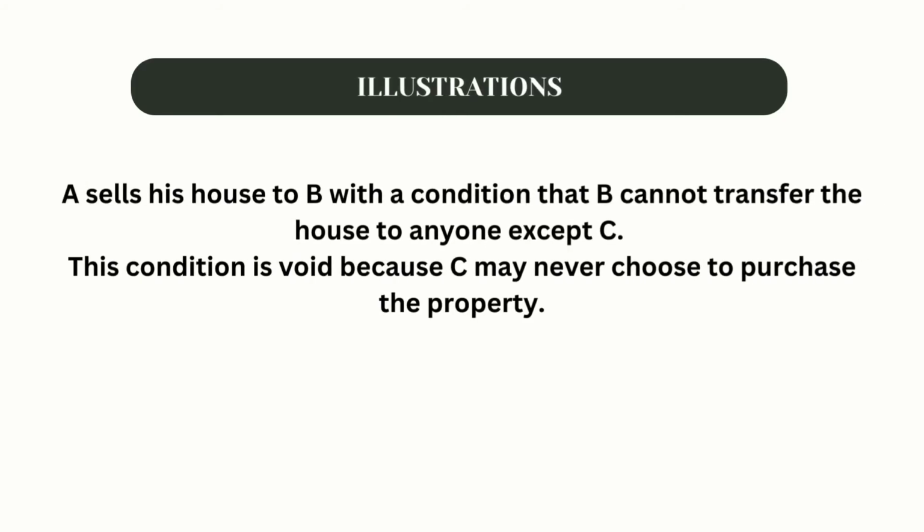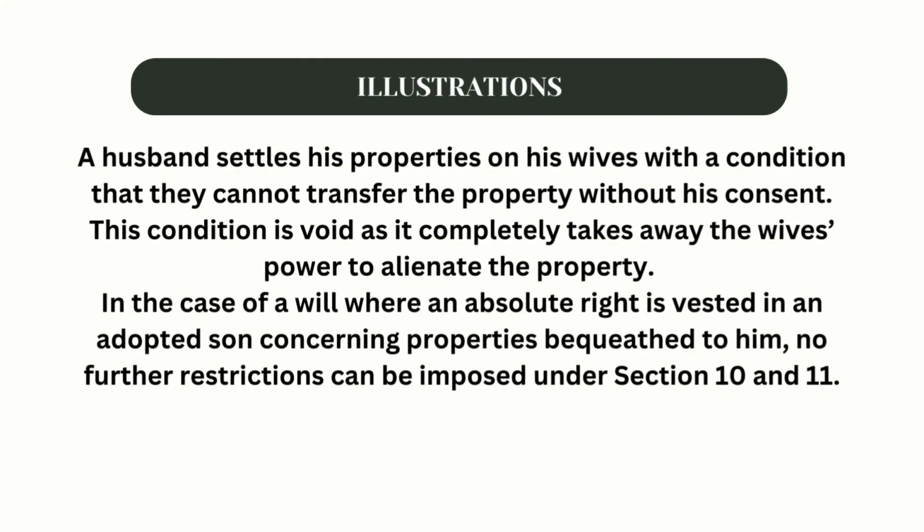A sells his house to B with the condition that B cannot transfer the house to anyone except C. This condition is void because C may never choose to purchase the property. If A, being a husband, settles his properties on his wives with the condition that they cannot transfer the property without his consent, this condition is void as it completely takes away the wife's power to alienate the property. It happens in the exceptional cases of Muslim law.